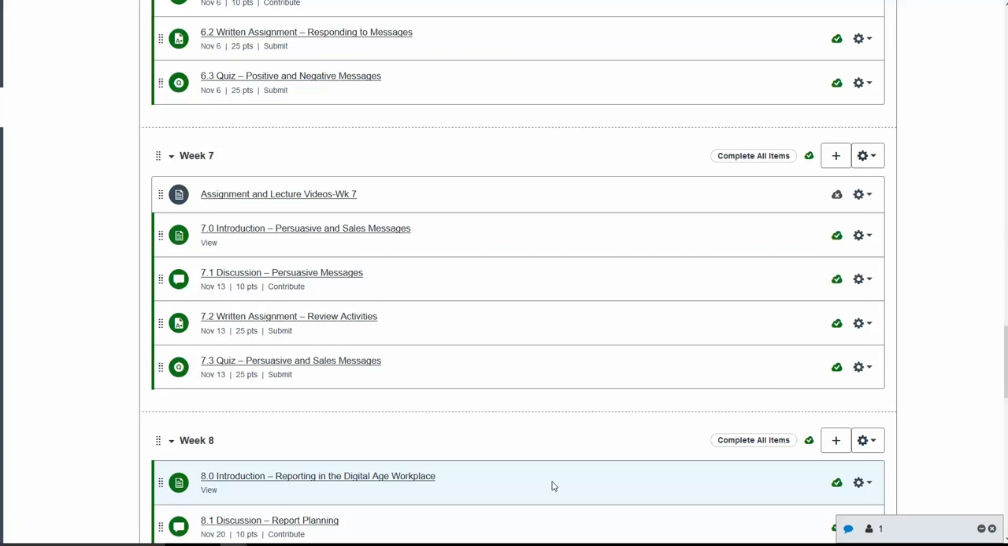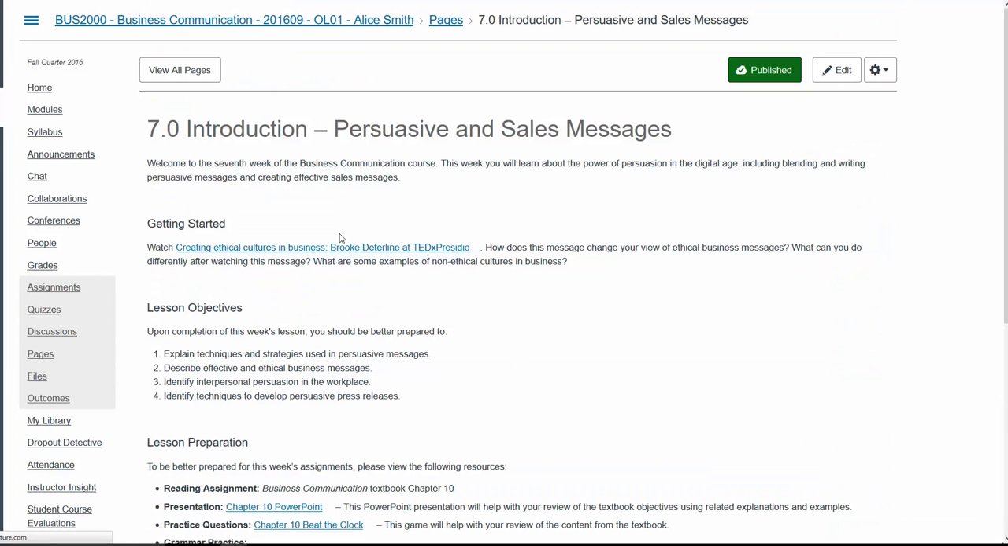This week we're talking about chapter 10. We just have one chapter and it's on persuasive and sales messages. So let's look at what the introduction has for you. All right. We're going to learn about the power of persuasion in the digital age, including planning and writing persuasive messages and creating effective sales messages. I think this chapter is one of the more fun chapters and something you can also apply to yourself personally.